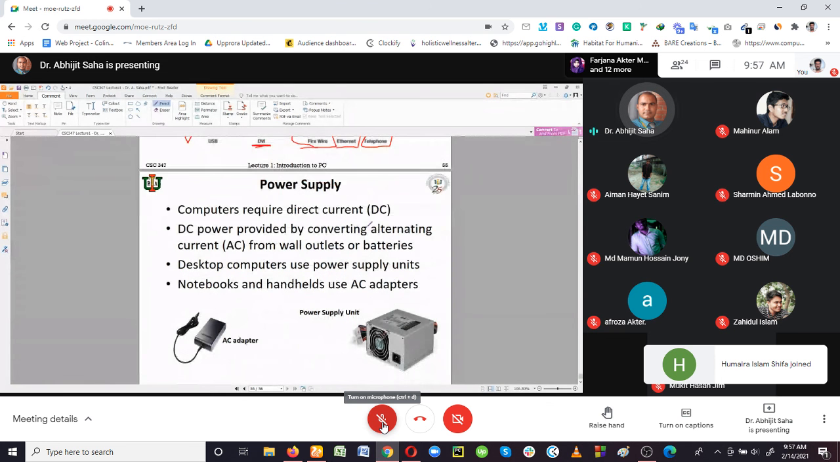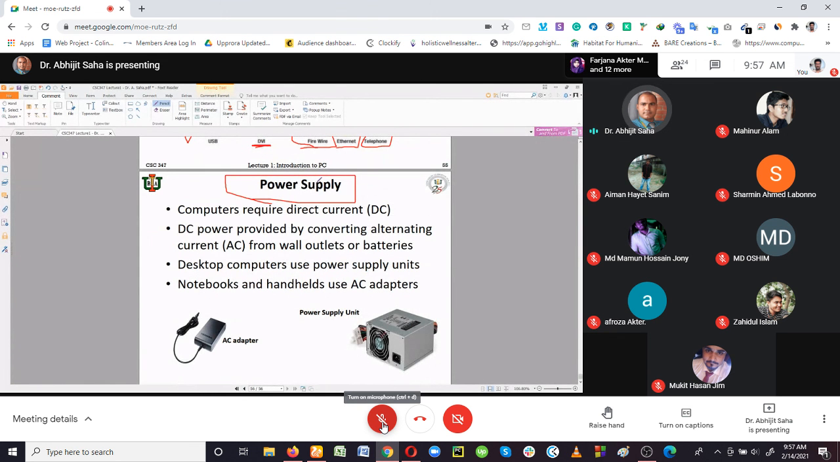Then we have the power supply. Yes, this is a very important part. We already learned in lecture number 2 that there are different types of power connectors, and those come from the power supply. Look, here they are. These cables come with it.